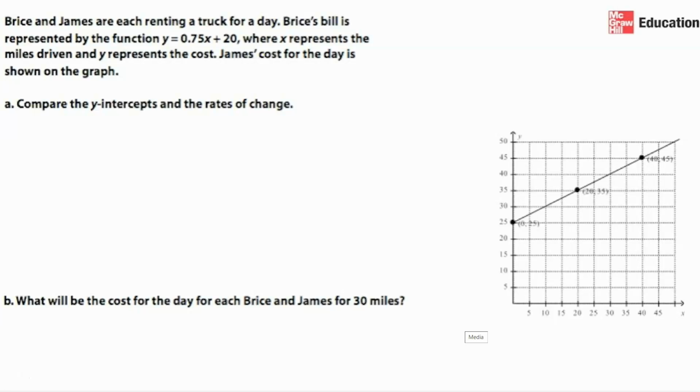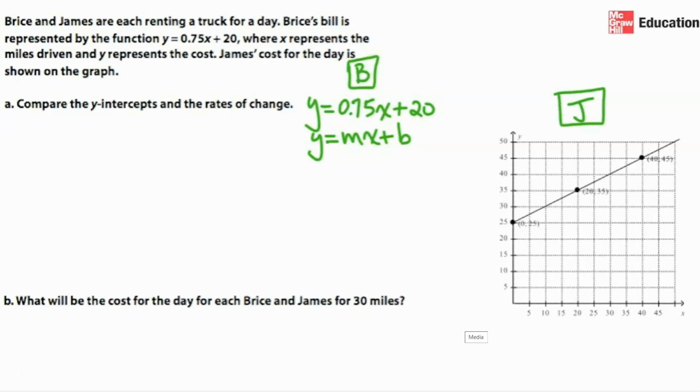Let's go back to Part A and organize some information. We know for Bryce, his bill is represented by the function y equals 0.75x plus 20. We recognize that this function is in the slope-intercept form, y equals mx plus b. James's information is represented by the graph. What's the first thing we need to do? We need to compare the y-intercepts.